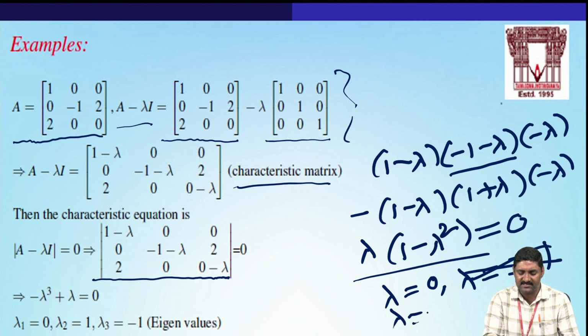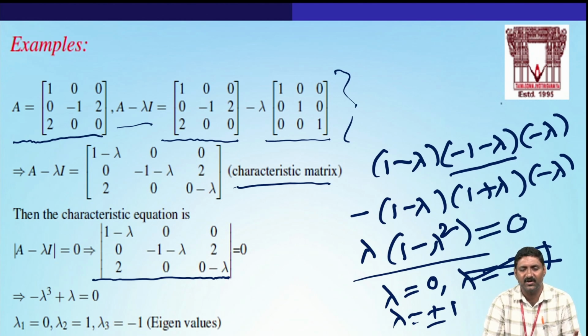Lambda is equal to plus or minus 1. We will call these the eigenvalues. So this is the process of how to find the characteristic matrix and how to write the characteristic polynomial. Equating the characteristic polynomial to 0, you will get the characteristic equation. From the characteristic equation, we will get the characteristic roots. The characteristic roots are also called eigenvalues or proper values.